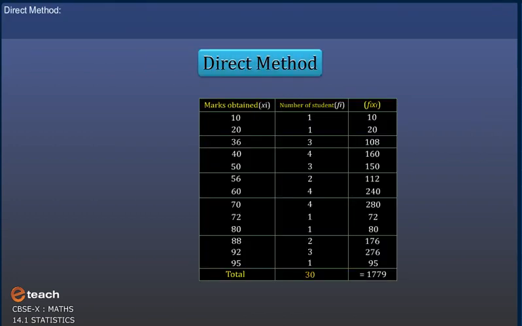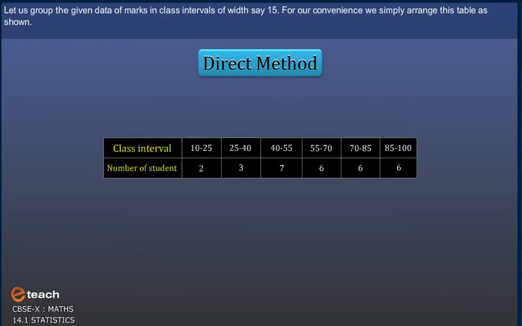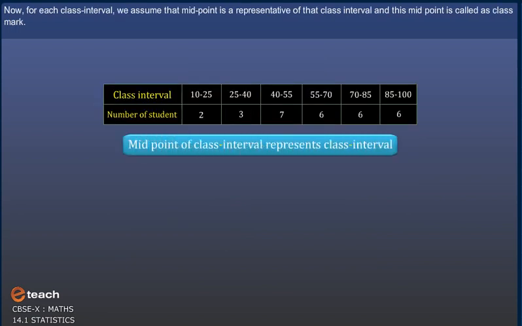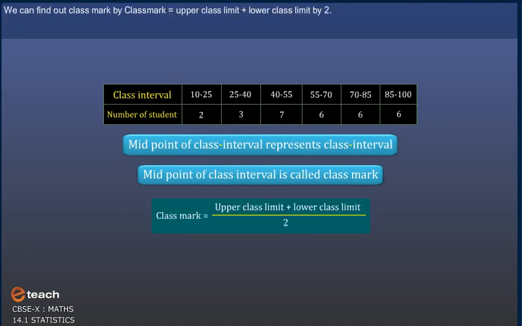Direct method. Let us group the given data of marks in class intervals of width, say, 15. For our convenience, we simply arrange this table as shown. Now for each class interval, we assume that the midpoint is a representative of that class interval, and this midpoint is called the class mark. We can find the class mark as class mark is equal to upper class limit plus lower class limit by 2.